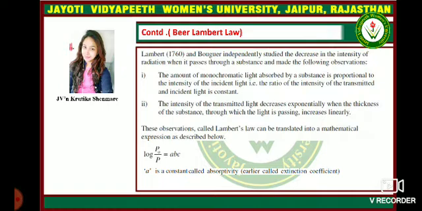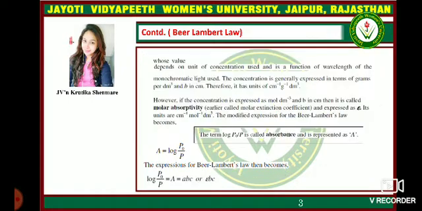Log P by P0 is equal to abc. a is the constant called absorptivity, whose value depends upon the concentration used and is a function of wavelength of the monochromatic light. The concentration is generally expressed in terms of grams per dm cube and b in centimeter. However, if the concentration is expressed in mole per dm cube and b in centimeter, then it is called molar absorptivity.